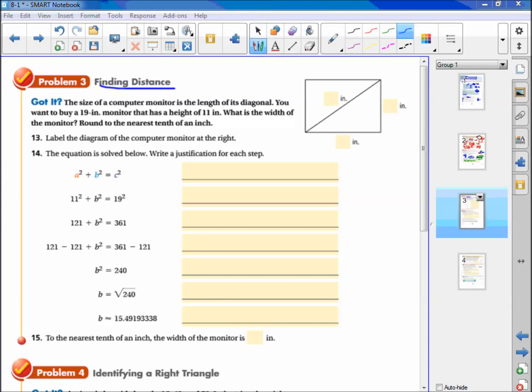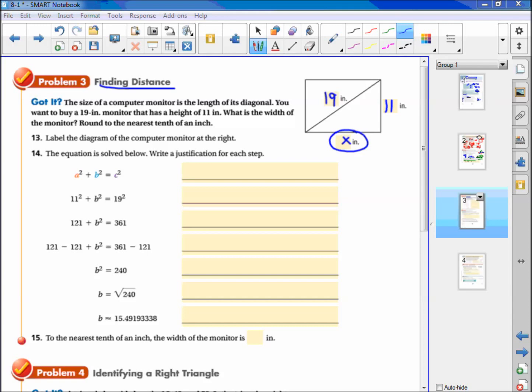Okay, this is a got it question, so we want to see, did you understand the Pythagorean theorem from the last 2 pages? And our problem says this: the size of a computer monitor is the length of its diagonal. You want to buy a 19-inch monitor that has a height of 11 inches. So when you read a box for a new monitor or a new TV, they always tell you the diagonal. So this is the 19 inches, and we found out the height is 11, and we want to know what is the actual width of our monitor. Okay, so this is our unknown. So label the diagram at the right. So we've already done that.